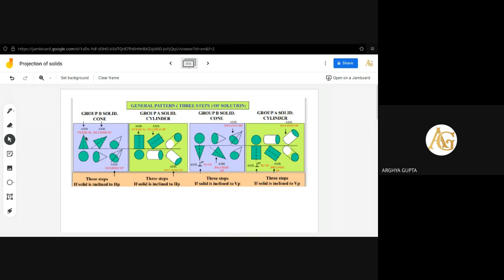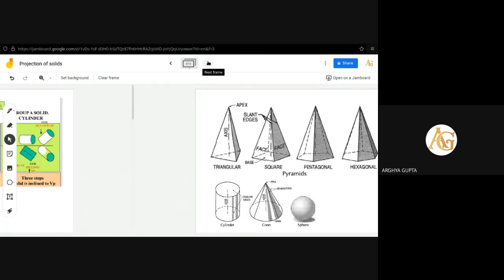There are actually different positions of a cone. We will do problems by different positions of the cone. Here are different positions of a cylinder. Here again different positions of a cone. Here again it is a cylinder. So there are different positions, when the base is inclined at some angle with HP, inclined at some angle with VP. They are shown. Okay, so we will do the problem now.